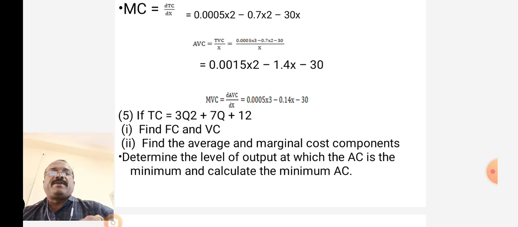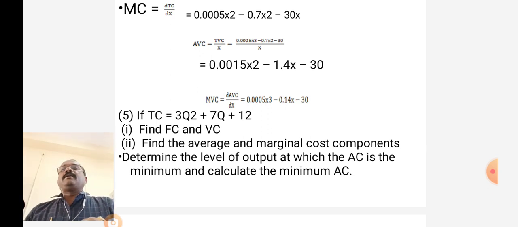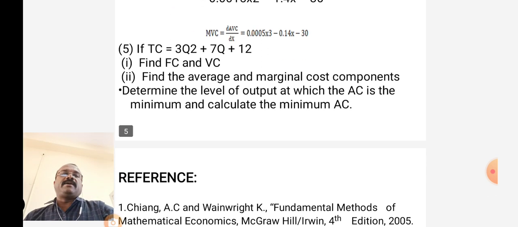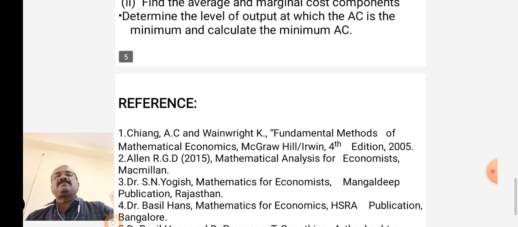MC is the first derivative of TC, that we know, and also we discussed it in the previous slide. We have MC equals dTC divided by dQ, where d is the derivative of 3Q² plus 7Q plus 12 whole divided by dQ. Therefore, MC is always equal to 6Q plus 7. So this is the answer for TC equals 3Q² plus 7Q plus 12. So this is how it comes.